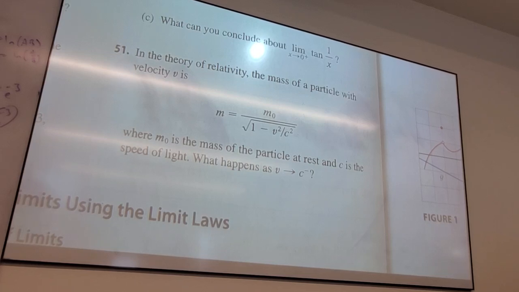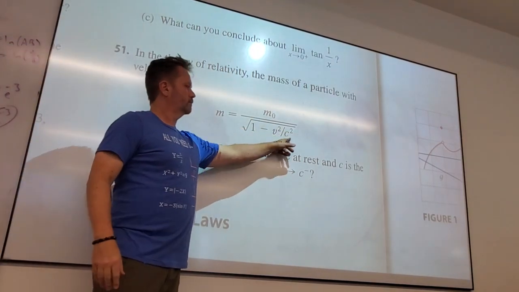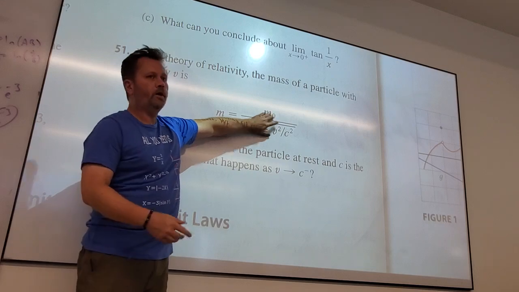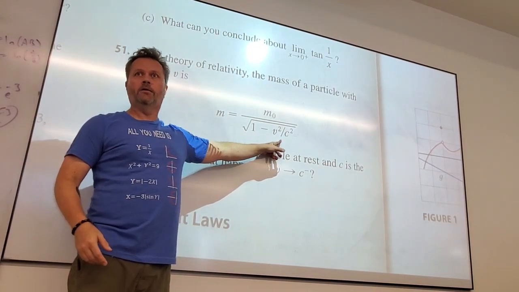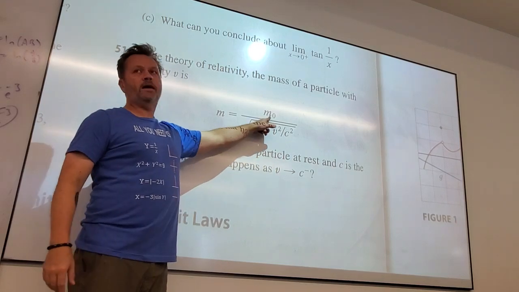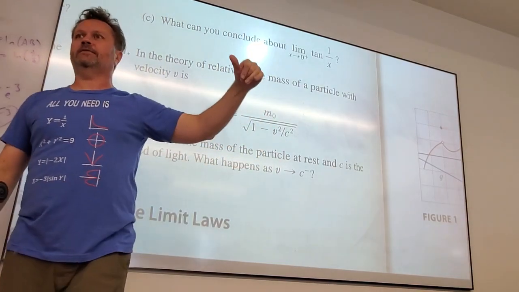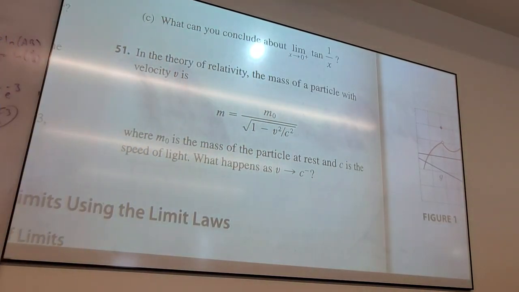So really all this says is calculate the limit as V goes to C. Well, if V equals C, what is this part here? Zero. So this is one, and you get what on the bottom? Zero. And this is positive, yes? Can't have negative mass, at least not in the problem we're looking at. So what's a finite amount divided by zero? Undefined, but be more specific.